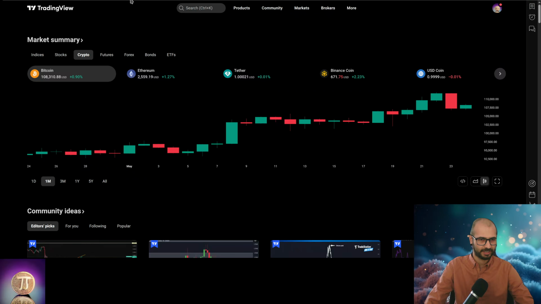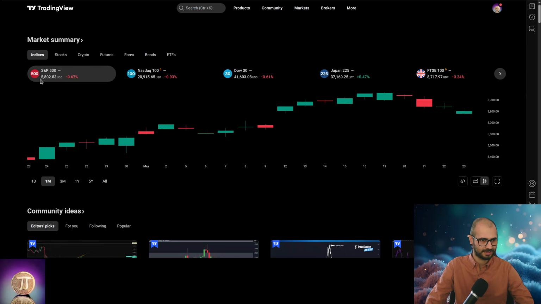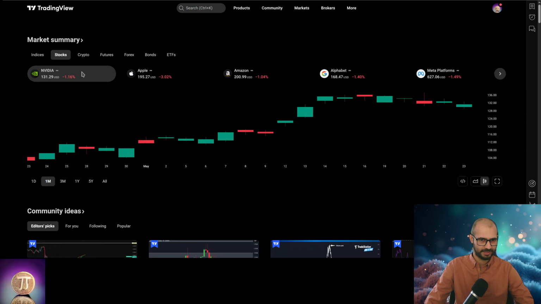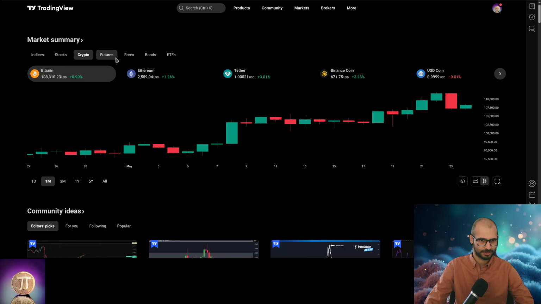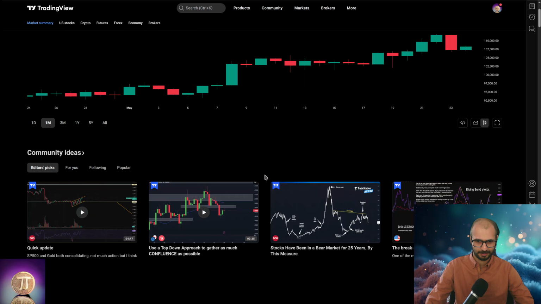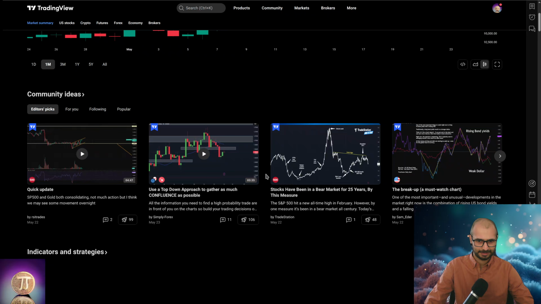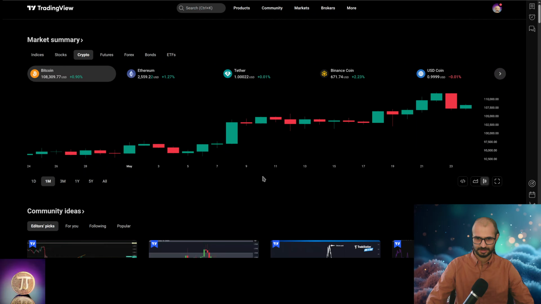When we go on to TradingView, what we see here are different financial assets such as S&P 500, Nasdaq, Dow Jones, Japan 225 and so on. You can also see stocks like Nvidia, Apple, crypto, futures, forex, bonds and so on. On TradingView you have multiple options to look into technical details on how others are looking at charts, how they're analyzing, and what decisions they are planning to take for making a trade in future.